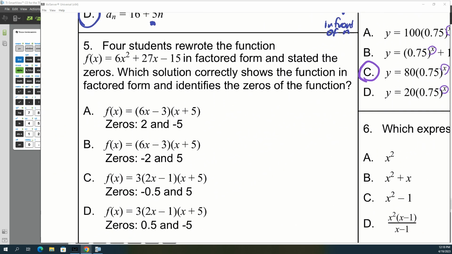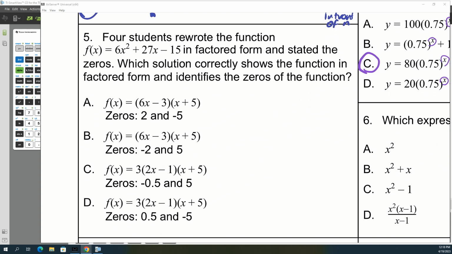Okay. So 4 students rewrote this equation in factored form and found the zeros. Which solution correctly shows the function in factored form and identifies the zeros? So if we actually wanted to factor it out, the first thing you would do is factor out a common factor.